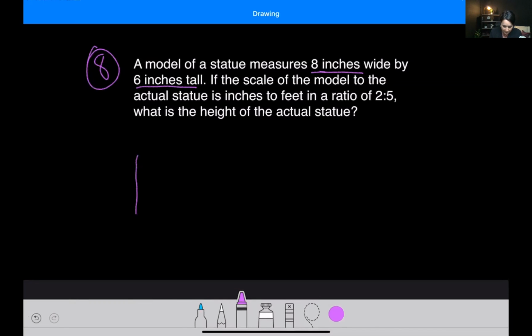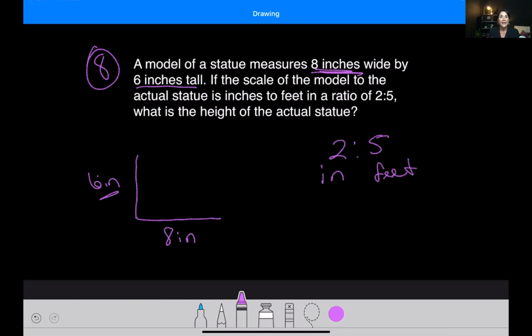So we've got the height and then the width, right? So the height is, a statue measures 8 inches wide. So we're 8 inches here and 6 inches tall. But the scale to the actual statue to feet to inches is 2 to 5. So it's every 2 inches is 5 feet. That's what they're saying here. Every 2 inches is equal to 5 feet. And then it says, what is the height of the statue? So I don't need to worry about this width. I only have to worry about this inches.